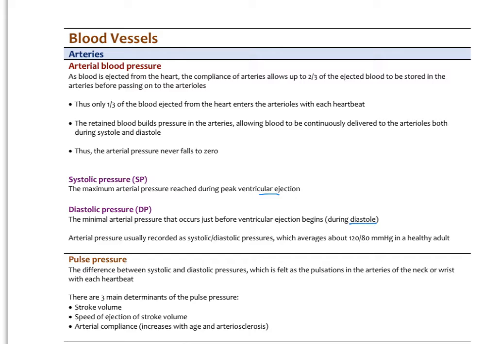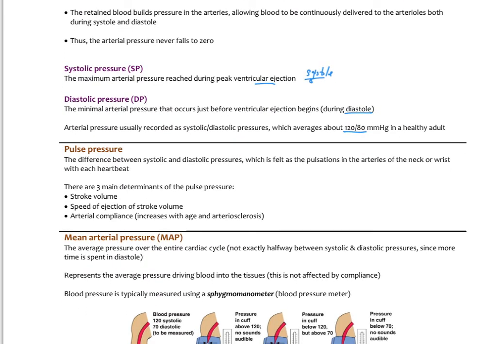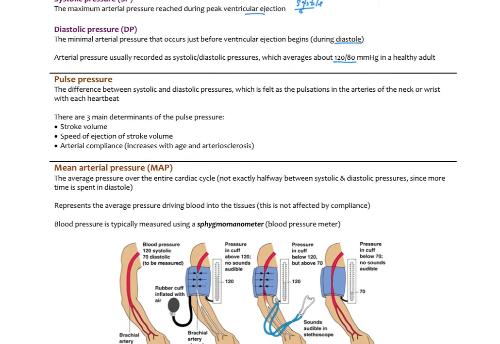Remember, this phase here is going to be systole. That's the ejection of blood from the heart. So systole and diastole, we can think of the pressures as correlating with those two phases. Arterial blood pressure is usually recorded as both of these, and that averages, like I said, in the average healthy adult to 120/80. When it goes over those limits, we now have different stages of hypertension or high blood pressure.